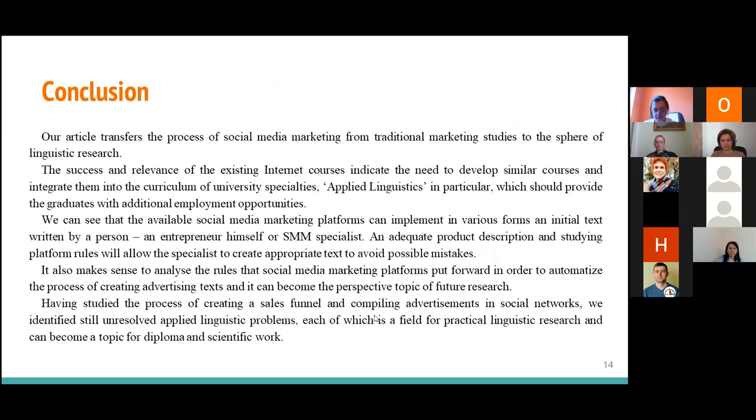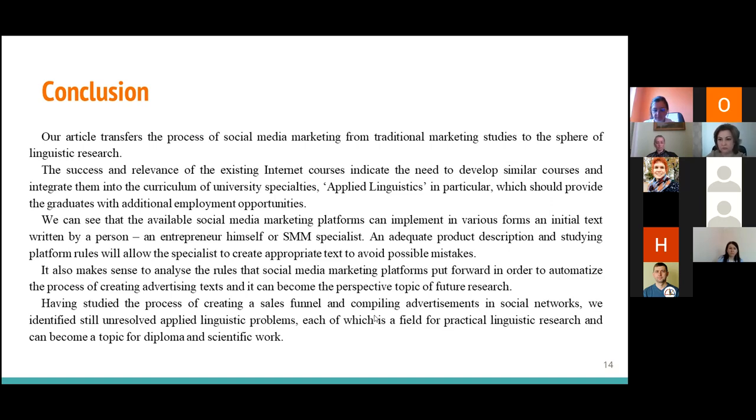The success and relevance of the existing internet courses indicate the need to develop similar courses and integrate them into the curriculum of university specialties, applied linguistics in particular, which should provide the graduates with additional employment opportunities.